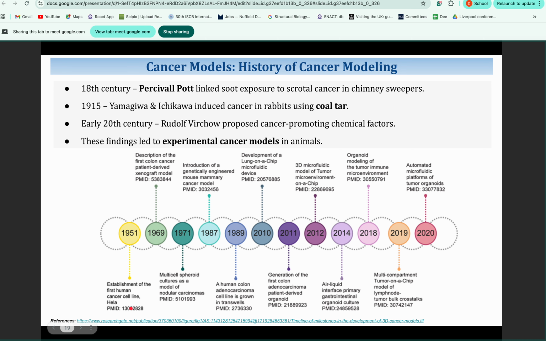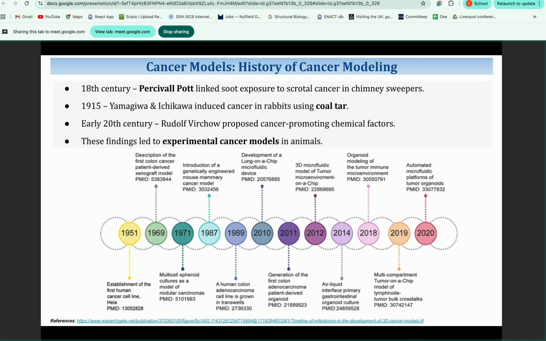Starting with 1951, the establishment of the first human cancer cell line, which is HeLa. HeLa is obtained from a lady named Henrietta Lacks, that's why the name of the cell line is HeLa, and it is the oldest cell line. This is the first human cell line. As we say cell lines, these cell lines could divide uncontrollably, like cancer cells. They are cell lines which have the ability to grow indefinitely.